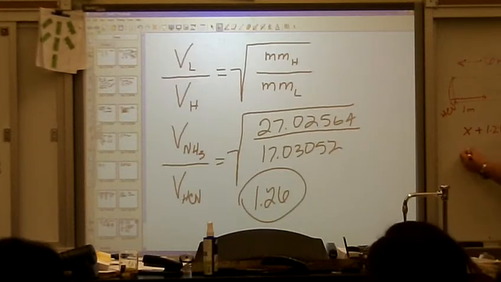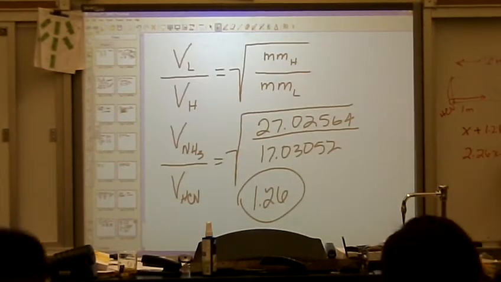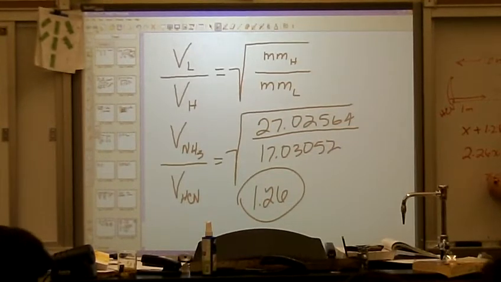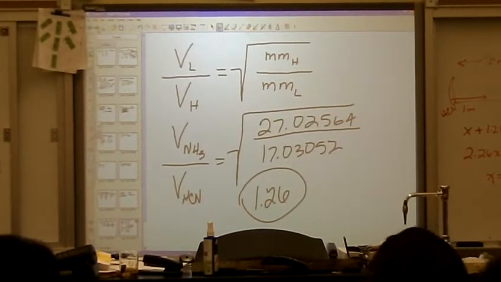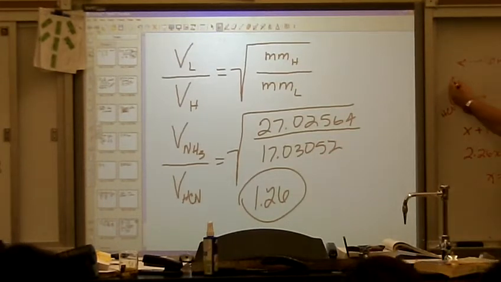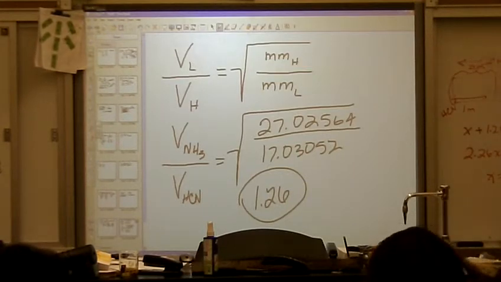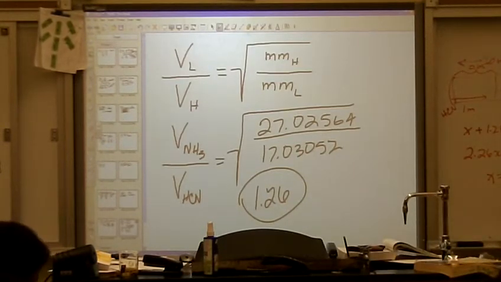which means we're going to combine like terms. You're going to divide both sides by 2.26, and what does that come out to? You get 2.65. So that means at this distance of 2.65 meters is where both gases are going to meet each other.